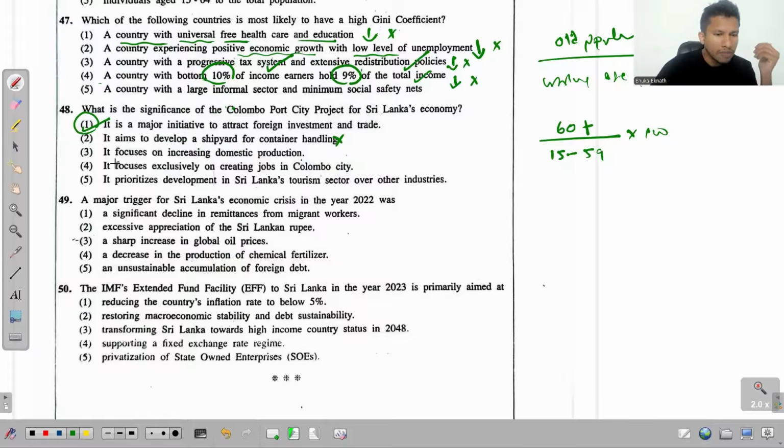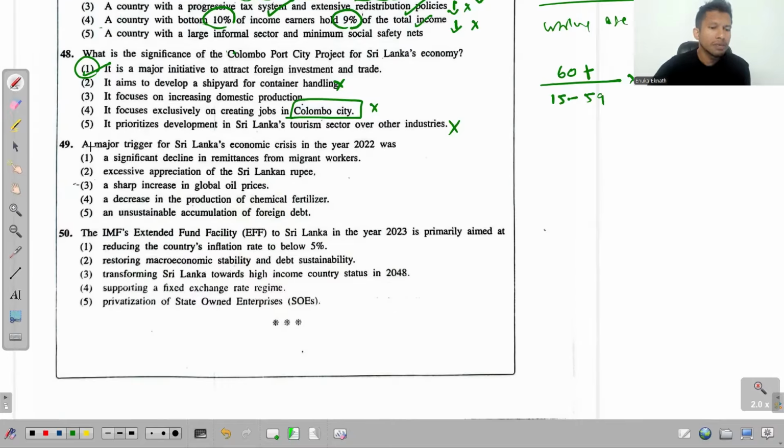Right. Fourth one, it focuses exclusively on creating jobs in Colombo city. It is obvious that such options are not answers. Fifth, it prioritizes development in Sri Lanka's tourism sector over other industries. No, that has nothing to do with the tourism. Right. Look at this question 49 now.